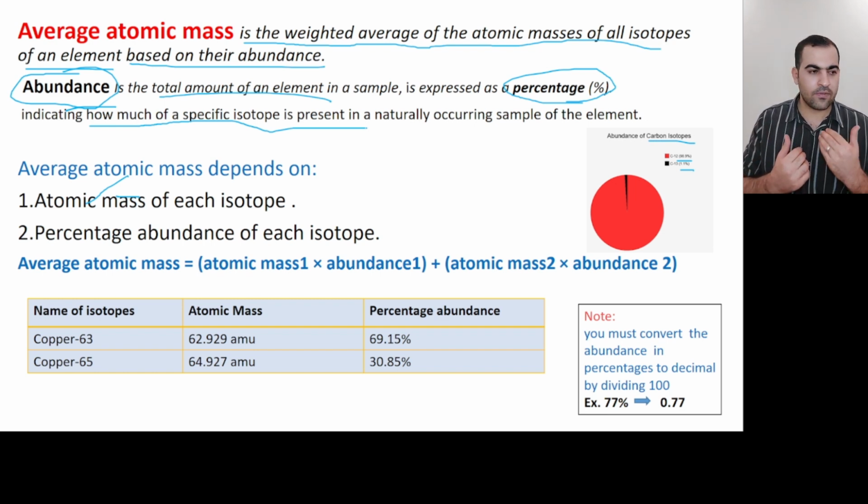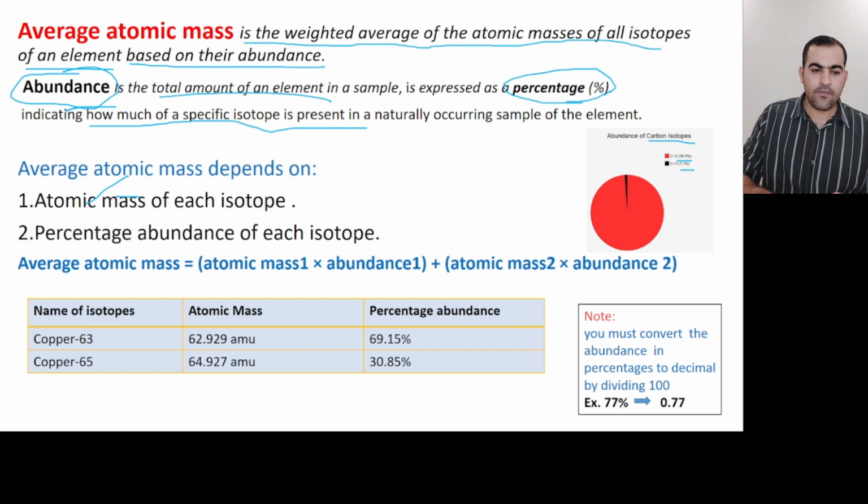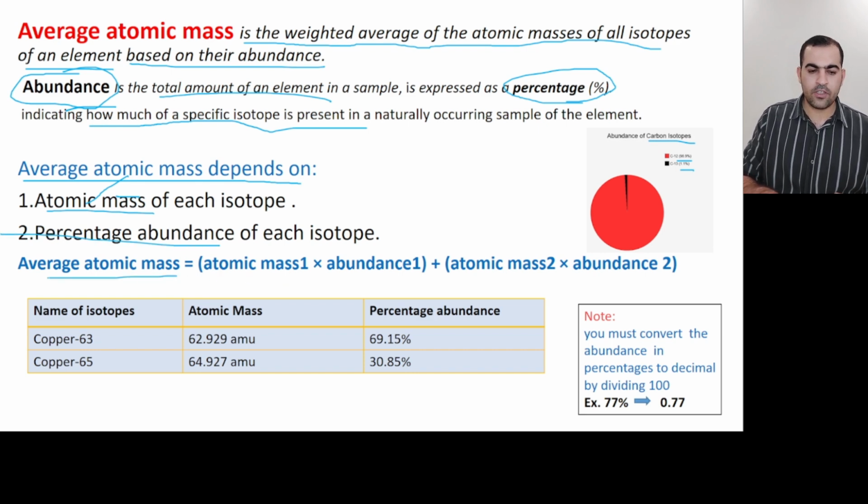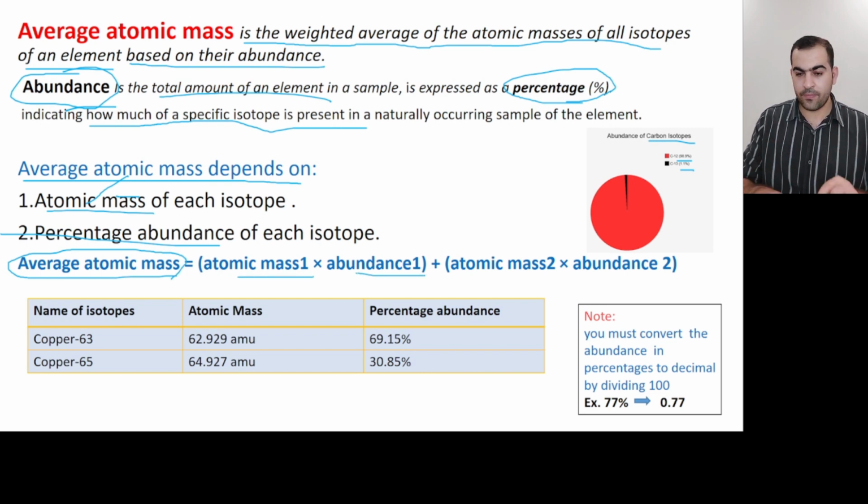Isotopes don't have the same abundance in nature. For finding the average atomic mass, what do we need? We need the atomic mass of each isotope and the percentage abundance of each isotope. Average atomic mass equals atomic mass 1 times abundance 1, plus atomic mass 2 times abundance 2.